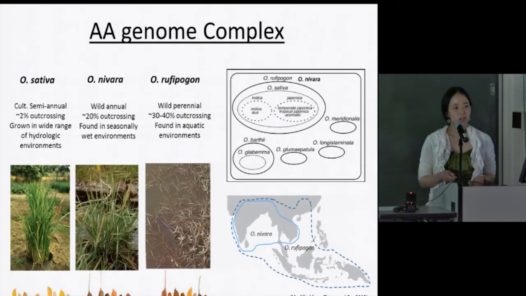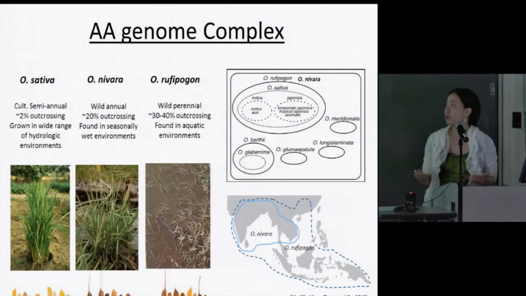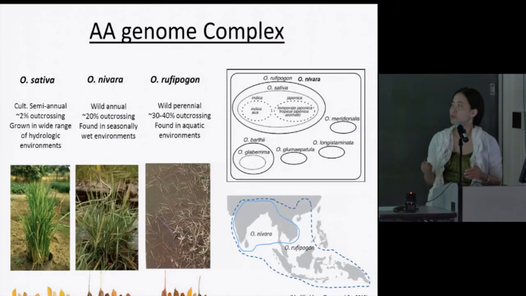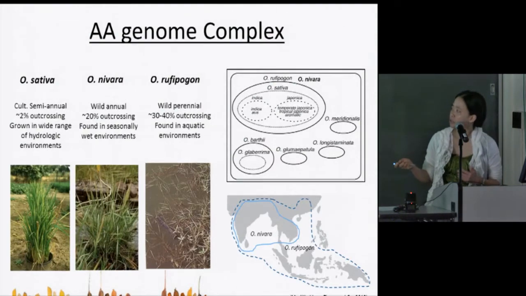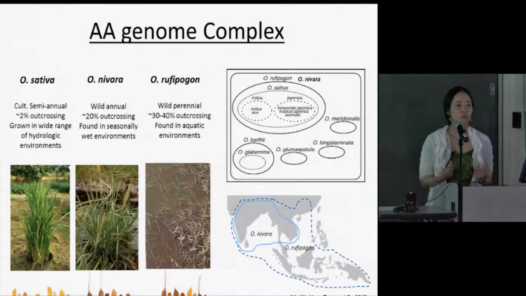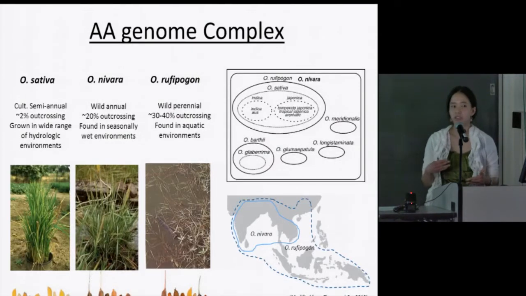So in the lake centers or stream beds, where it's predominantly always in a wet, aquatic, submerged environment. And so one of the major differences we're seeing between these two so-called species is that not only is there an annual and perennial difference, but nivara reproduces mostly by seed, and rufipogon tends to reproduce more clonally through nodes that develop roots when submerged in water, and then the stems or stolons that these roots are developing from can break off and start a new clone or a ramet.